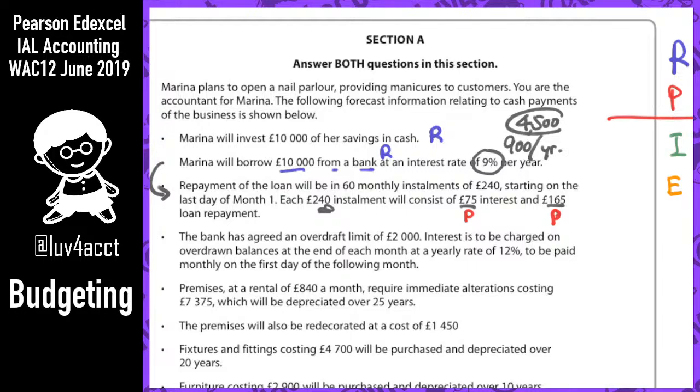There's one more item we need to put in. The interest is also our expense item. So 75 multiplied by 12 months, because for our Part B budgeted statement of profit and loss, we have to prepare for 1 year. So 75 by 12 will be 900 for the year, which is consistent with the 9% that is given to us. So this one is an expense.